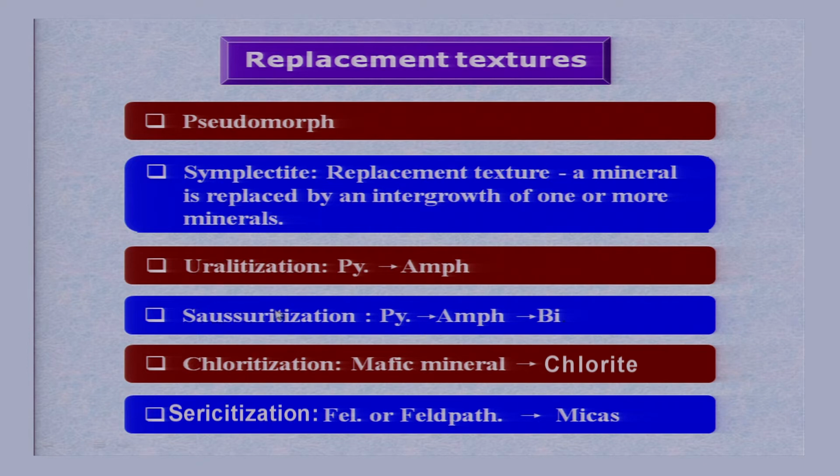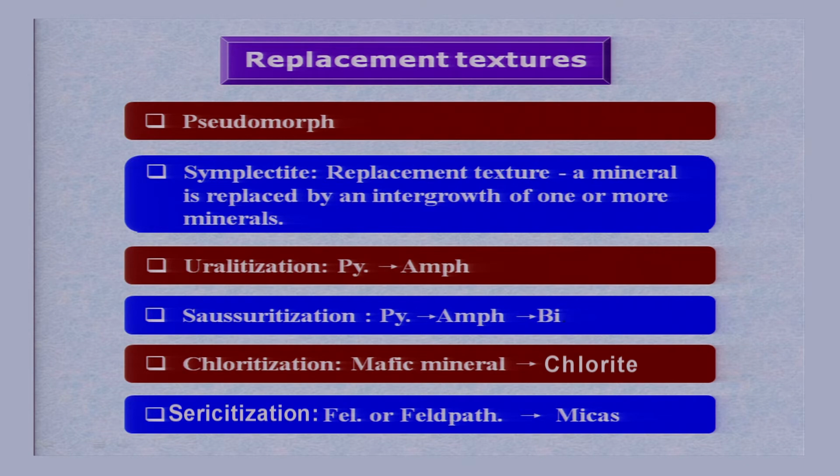Similarly, saussuritization: when pyroxene is converted into amphibole, or amphibole is further converted into biotite, there is further addition of OH molecules. As a result, biotite is formed and further it forms clay minerals. Chloritization: a mafic mineral, for example augite, changes into chlorite because of the process of chloritization.